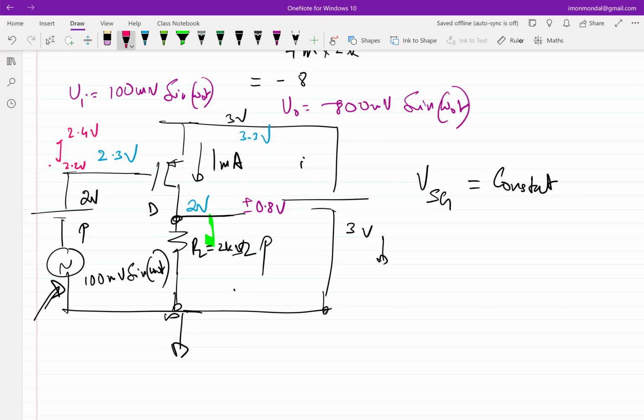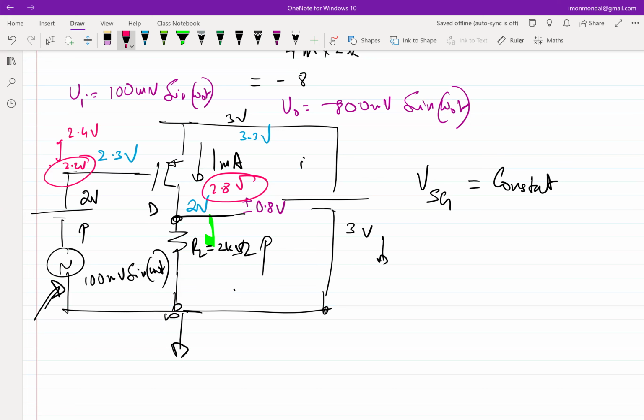Which one is the problematic scenario? 2.8 is the problematic scenario. When does it go to 2.8? What condition of the input? When input goes to 2.2, the output goes to 2.8. Right? So you see that we are better off, but still 100 millivolt extra. We want the difference to be no more than 0.5 volts. Since the difference between the gate and the drain is now 0.6 under the worst case, I'm still going into linear region, out of saturation.